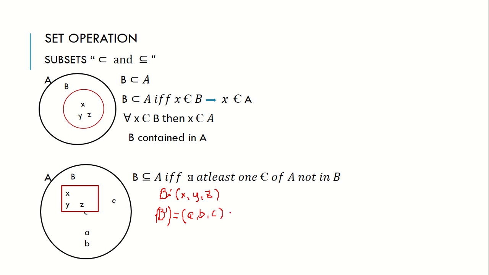So n of B complement is 3. So B complement are the elements of A not in B.